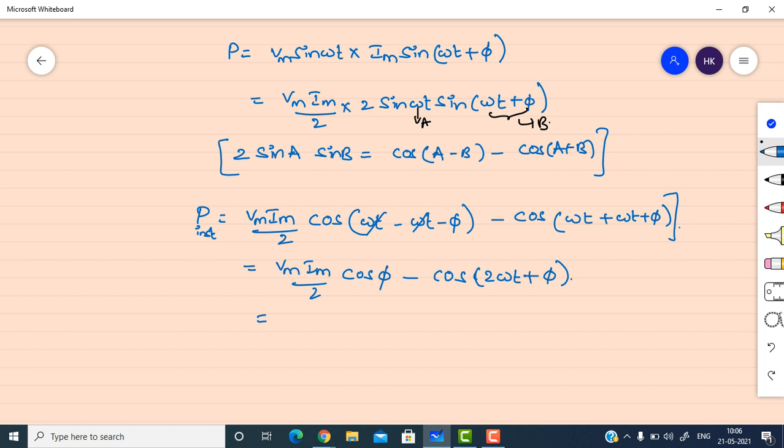Now we need the average power consumed. P average. The average power consumed means average we will do it for only half cycle. If you find the average power for a complete cycle, then it will become 0. Here 2 omega t means it is a complete cycle. So if you calculate the average for this term it will become 0. So the only thing is Vm Im by 2 cos phi.